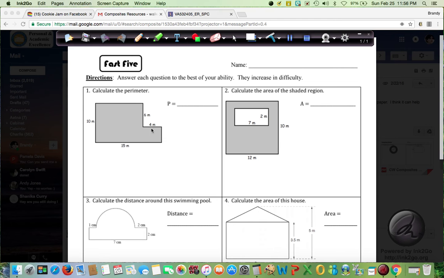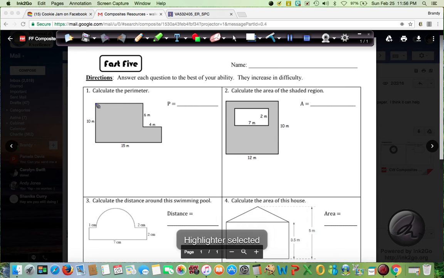So as you look at this figure right here, you can see we have 2 sides that don't have any numbers. You see these 2 sides? They don't have any numbers. So we're going to use the numbers we have to add or subtract and figure out what's left over. Alright, so here we go.